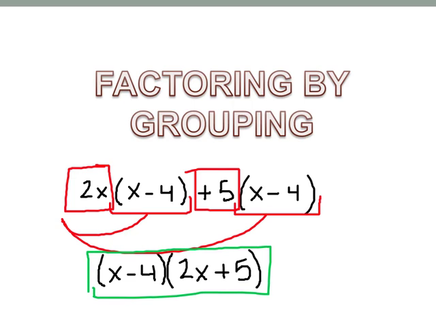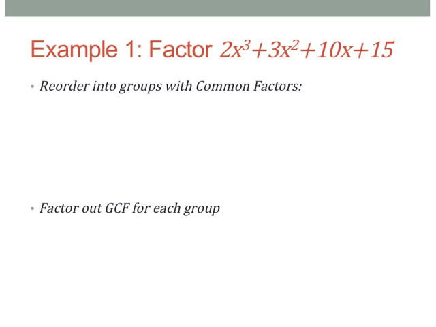So let's do a few examples until you get the hang of it. First example, factor 2x cubed plus 3x squared plus 10x plus 15. Normally, the first thing you want to look for is a GCF, right? But if I look at this problem, there's not a GCF that works for every single term. So if there's not a GCF that works for every single term, we might want to try this new method called factoring by grouping. So the first step is to reorder the problem into different groups that have common factors. So that would be rewriting it something like this.